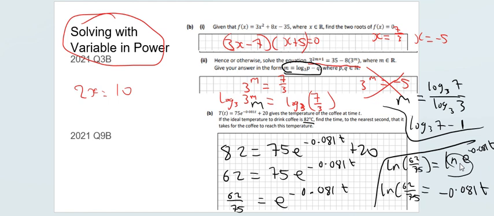So that's again where the variable is up in the power, and it's just a little skill that you need to know and understand to be able to solve things like that, and that comes up throughout the paper.